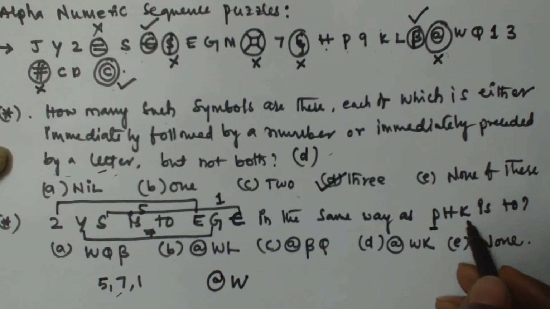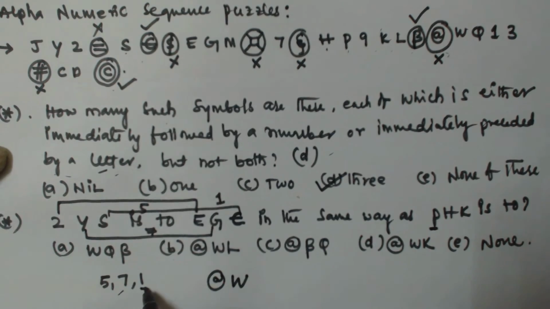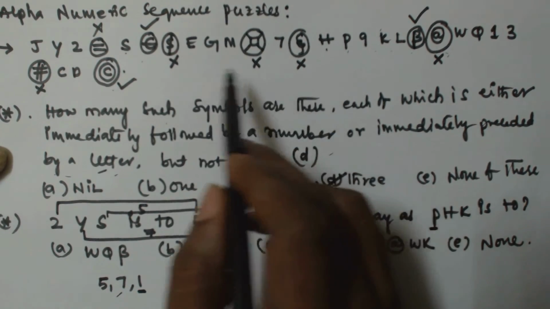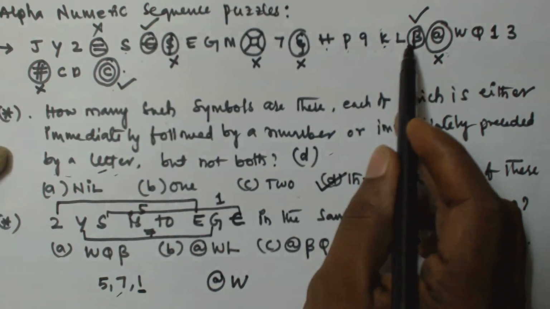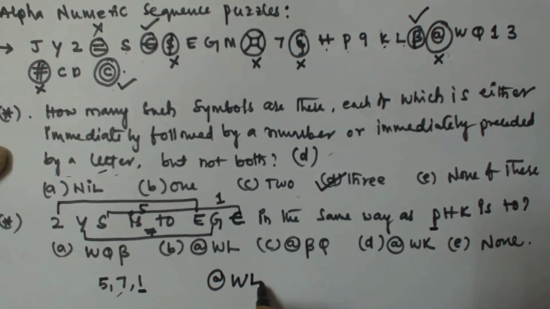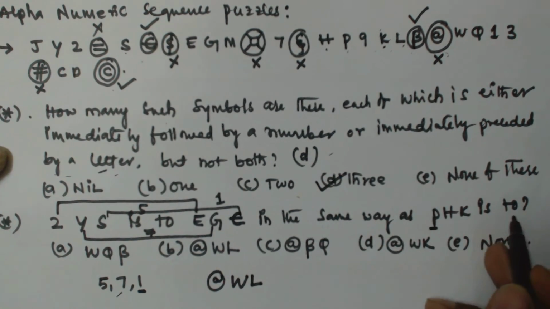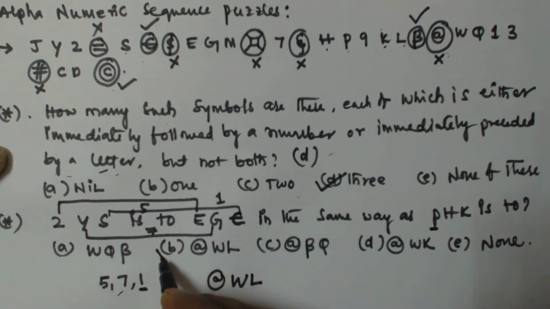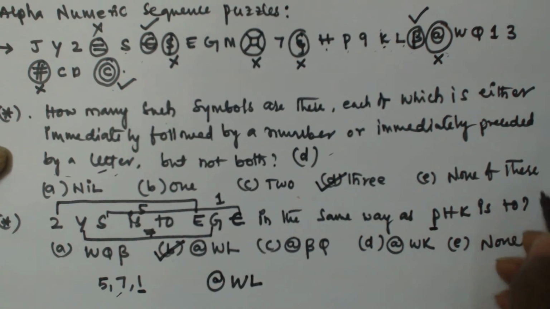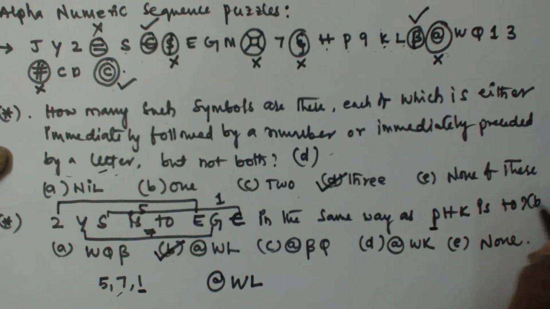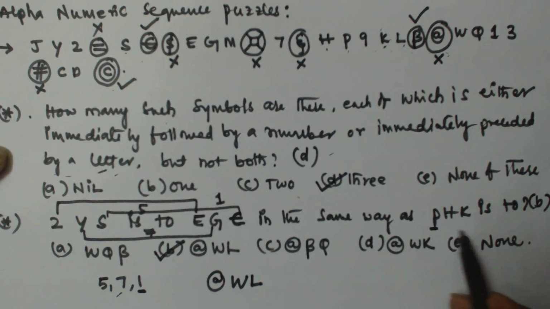And after that we have K. From K we have to take 1 step. So where is K? K is here. After 1 step we are getting L. So the same as PHK is to at the rate of WL. At the rate of WL is which one? Option B. So the answer for the second question is option B, which is PHK is to at the rate of WL.